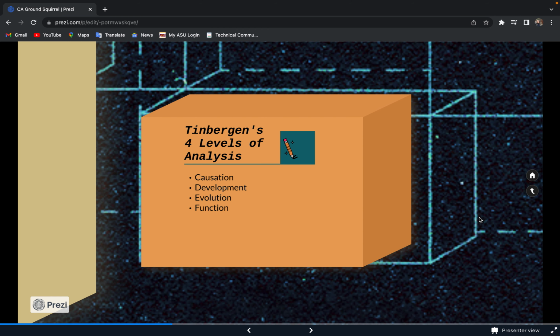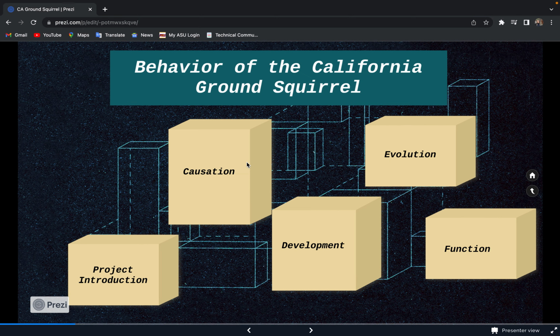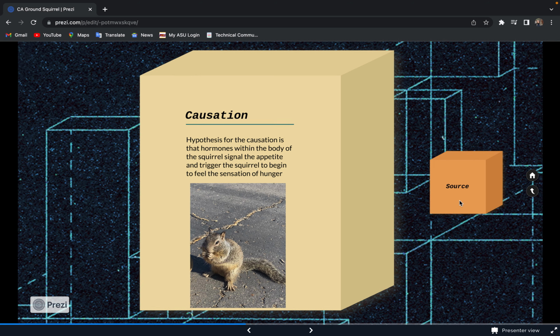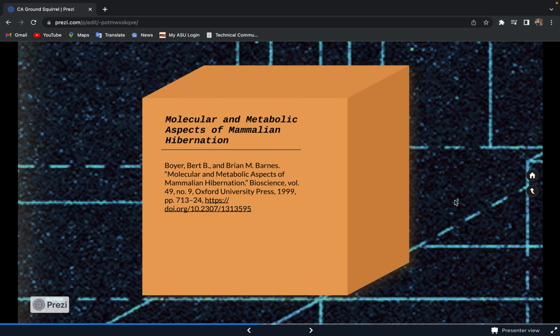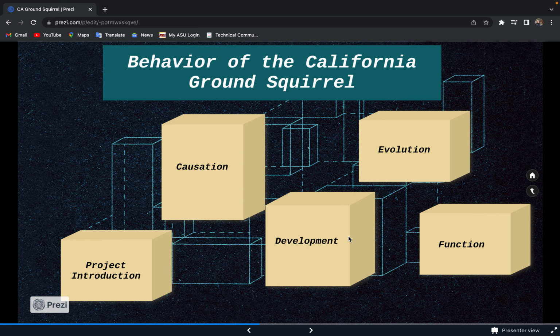I did also want to talk about Tinbergen's 4 levels of analysis, which broken down are causation, development, evolution, and function. So looking at causation, the hypothesis for causation is that hormones within the body of the squirrel signal the appetite and trigger the squirrel to begin to feel the sensation of hunger. And this can be referenced in Boyer's molecular and metabolic aspects of mammalian hibernation. And then here again we can see a photo of a squirrel taken during the observation period of him eating.